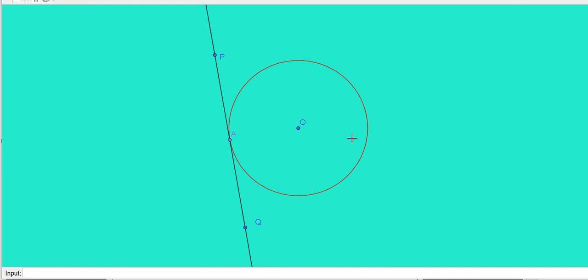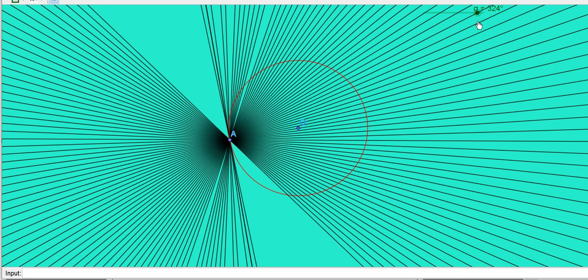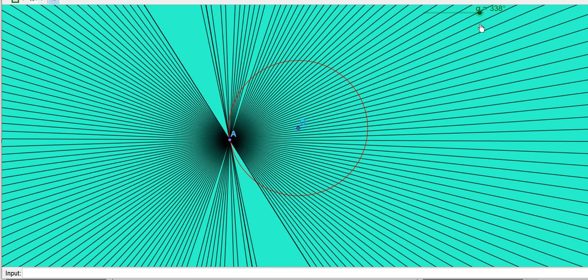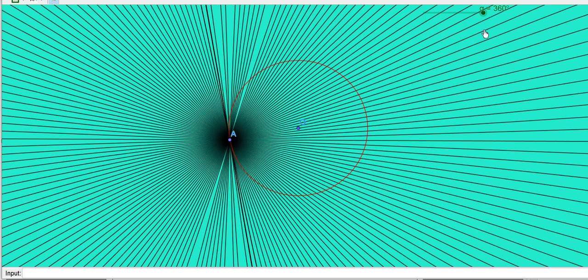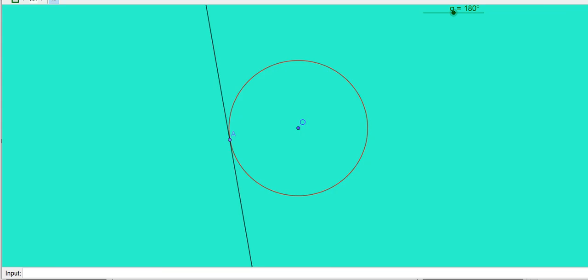Now let us check how many tangents you can draw through the point A. Let us see. Here you can see so many lines you can draw through a point, but all the other lines intersect the circle at 2 points. So there is only one tangent you can draw through a point on a circle.